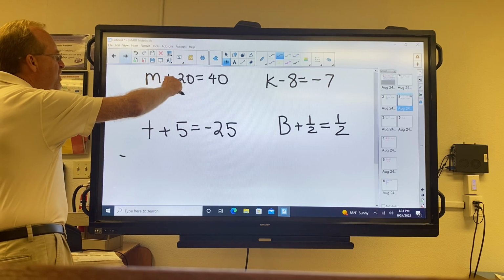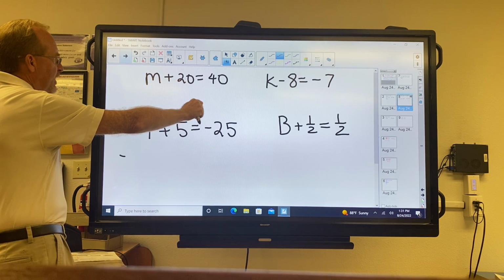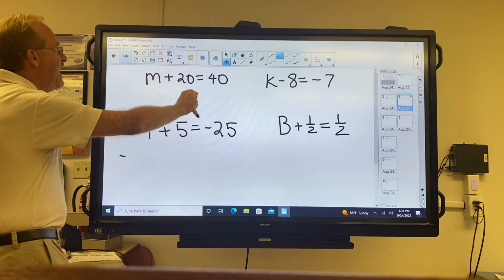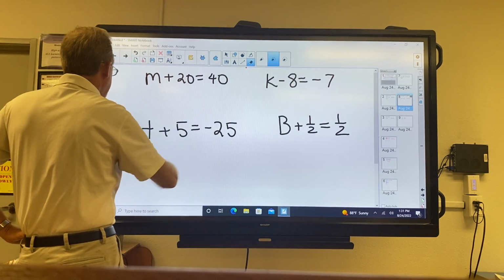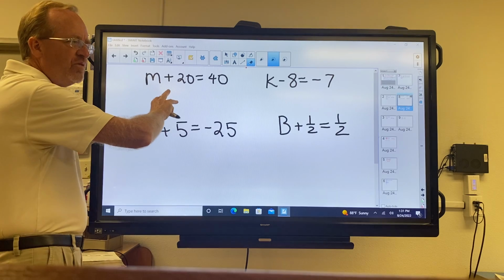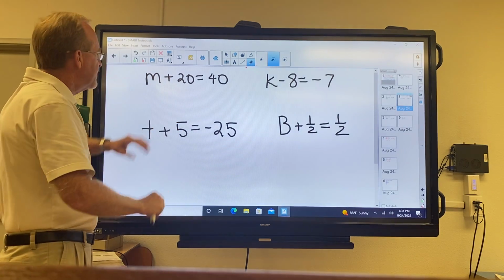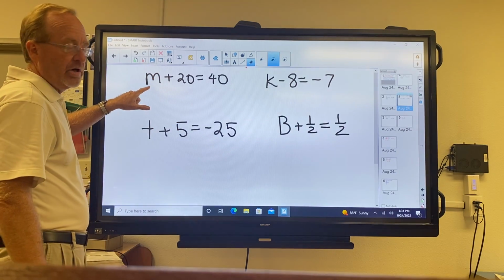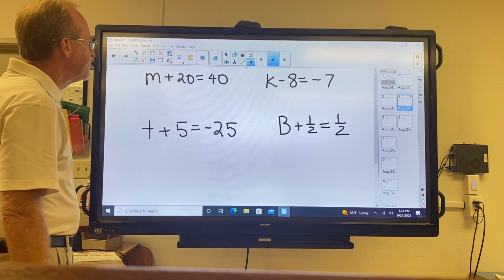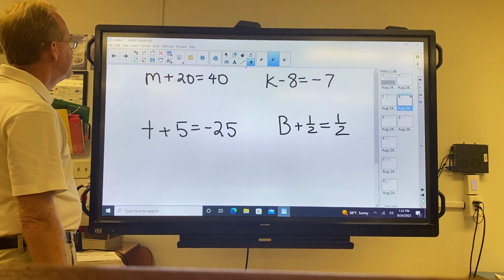So I have m plus 20 is equal to 40. Now you'll notice that's an m, not an x, and that's okay. The letter doesn't have to be x. That's still the mystery, okay? And that's called a variable. So let me see what we got going on here.